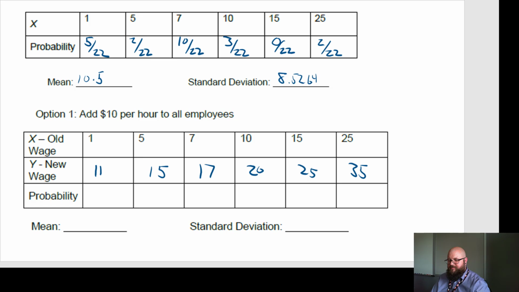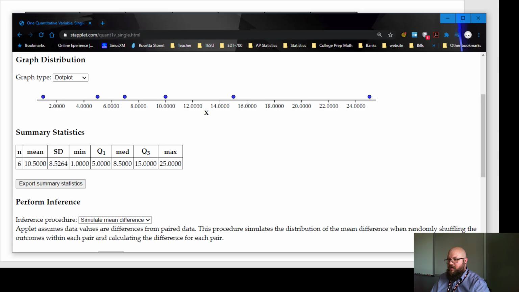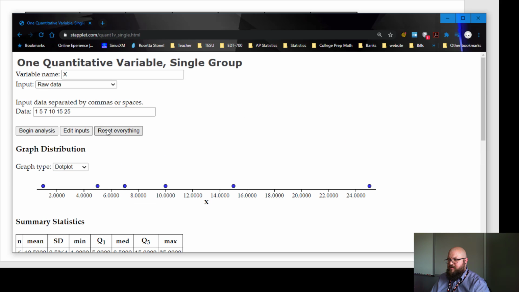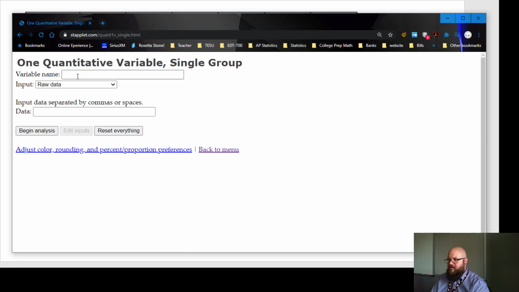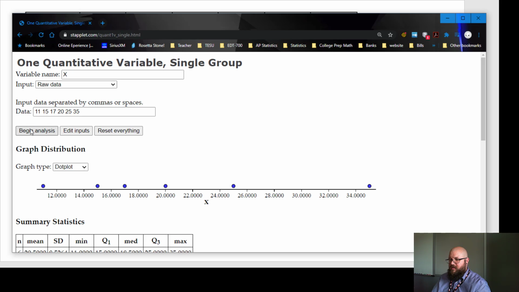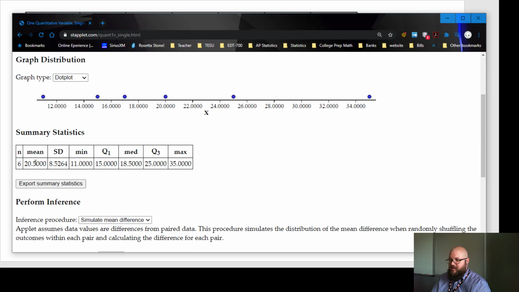Let's go up here. Again, our mean was 10.5, so we'll reset everything. We'll just call this X for the time being, and we'll put in those values we had: 11, 15, 17, 20, 25, and 35. Okay, so we added $10 to the values. We get analysis, and then look at that. Our mean jumped from 10.5 to 20.5. And did our standard deviation do anything? No, our standard deviation stayed the same.